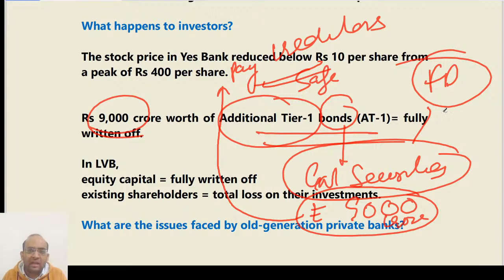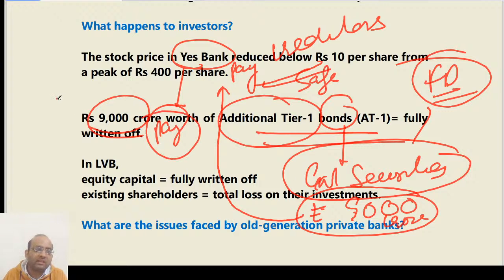Just like for the middle class, a fixed deposit is the safest investment option, similarly these kinds of bonds are the safest investment for banks. And this 9,000 crore has been utilized by Yes Bank to pay off its creditors. So it got the loss of this 9,000 crore also.